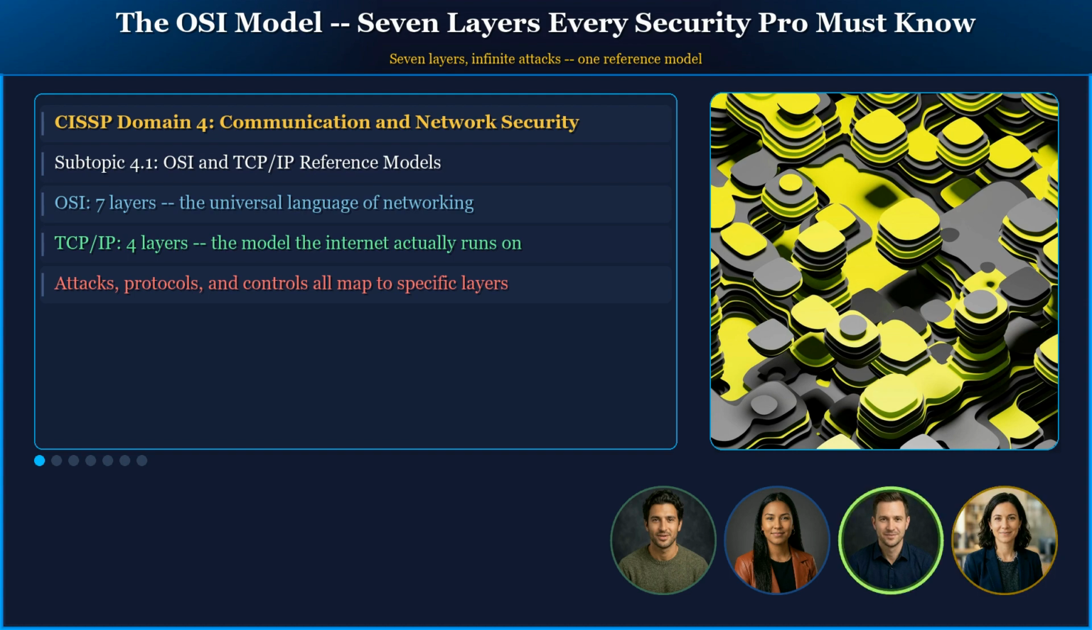Scene 2 covers the bottom 3 layers: physical, data link, and network. That is where cables, MAC addresses, and routing live, and where some of the most fundamental attacks begin. Quick intros before we jump in.